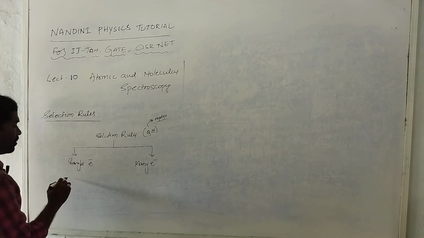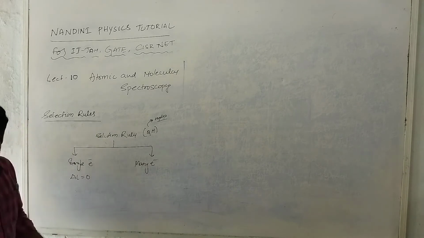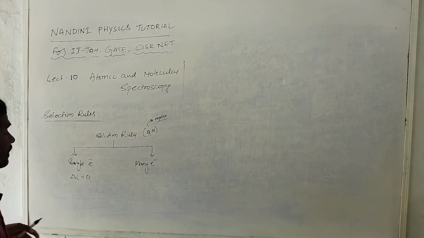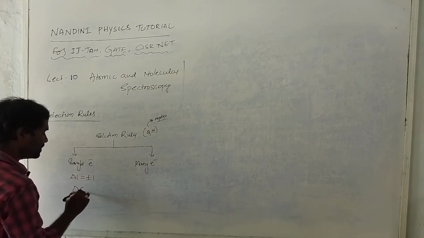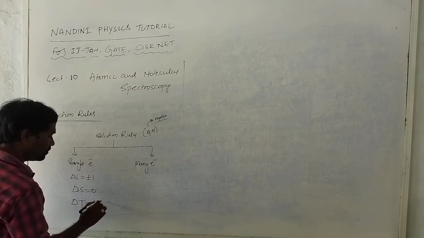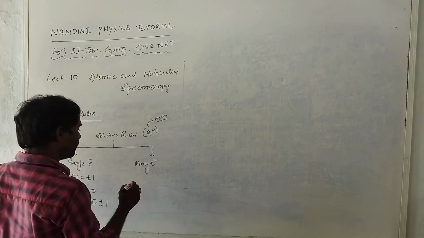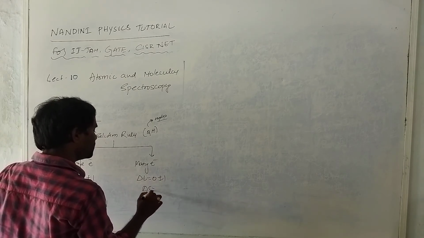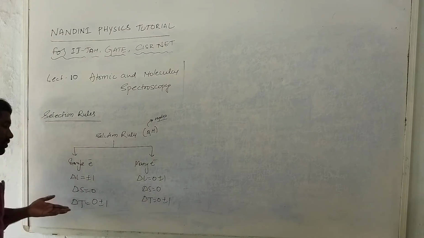So what about the single electron selection rule? Delta n is equal to 0, delta L is equal to plus or minus 1, delta S is equal to 0, and delta J is equal to 0 or plus or minus 1. For many electrons, delta L is equal to 0 or plus or minus 1, delta S is equal to 0, delta J is equal to 0 or plus or minus 1. So these are the possible transitions.